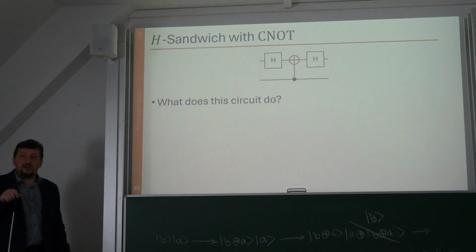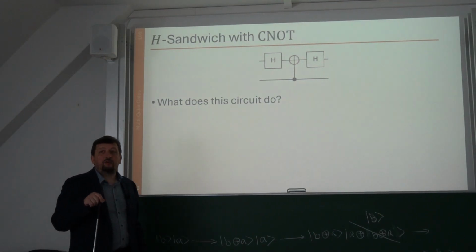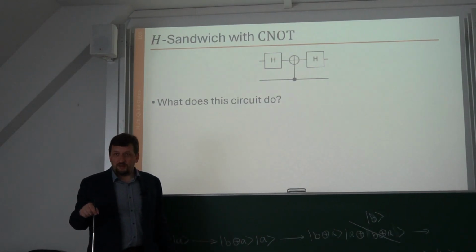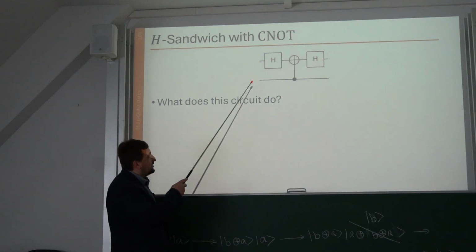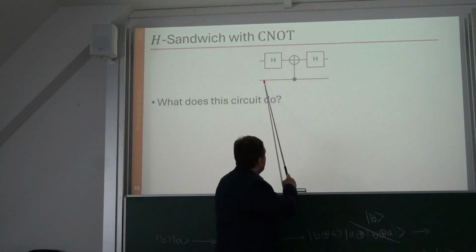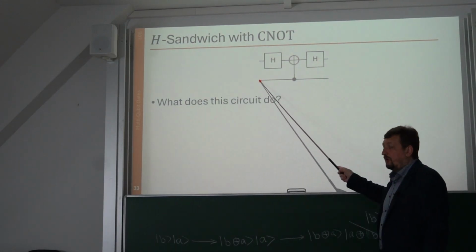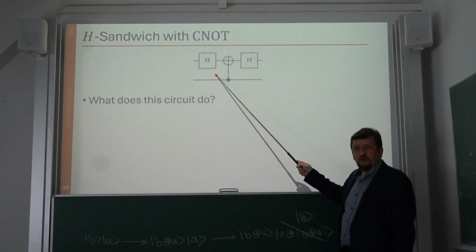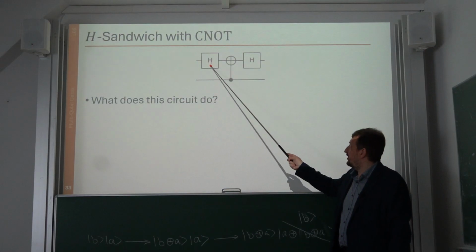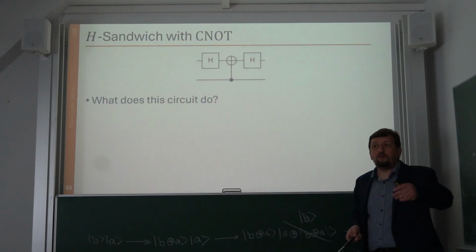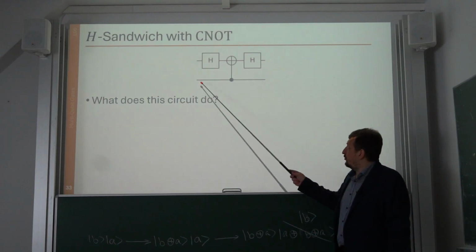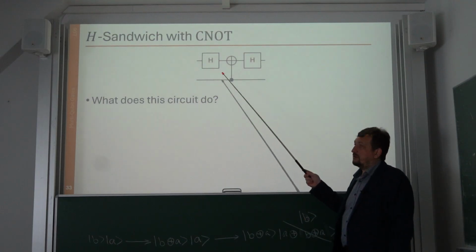We can use the same thinking as with usual sandwiches. So first of all, let's see what happens if control qubit is 0. So if control qubit is 0, there is no gate X at this point. I have simply Hadamard gate, Hadamard gate. 2 Hadamard gates in a row is the same as identity gate. So when control qubit is 0, this circuit does nothing.